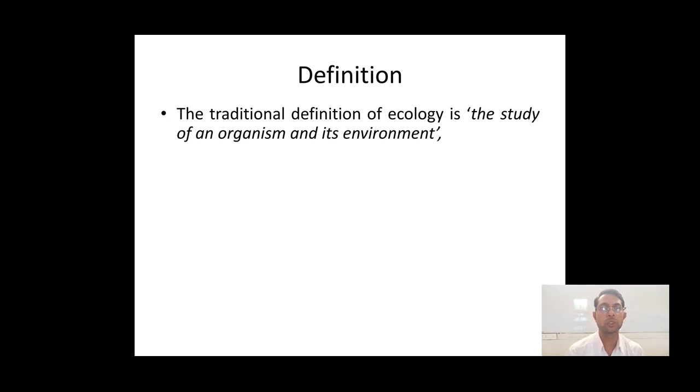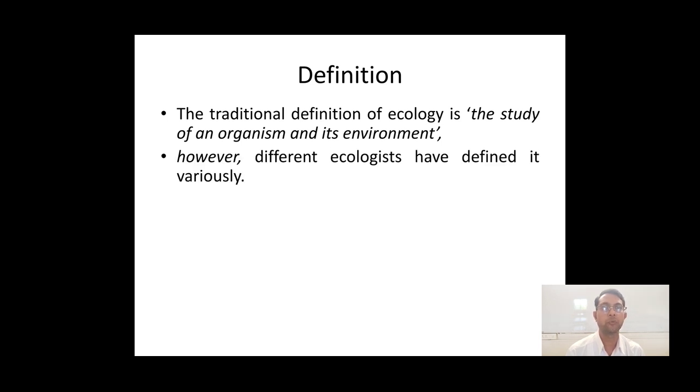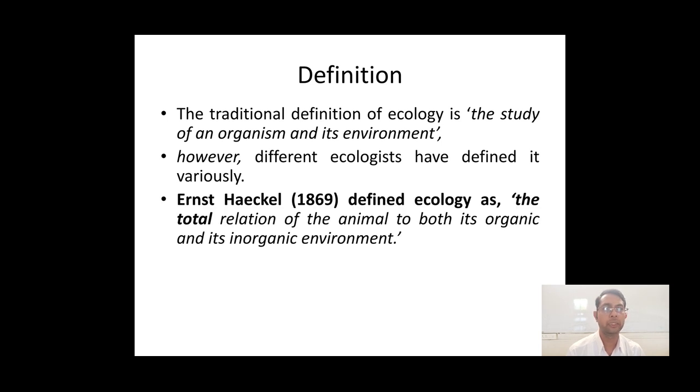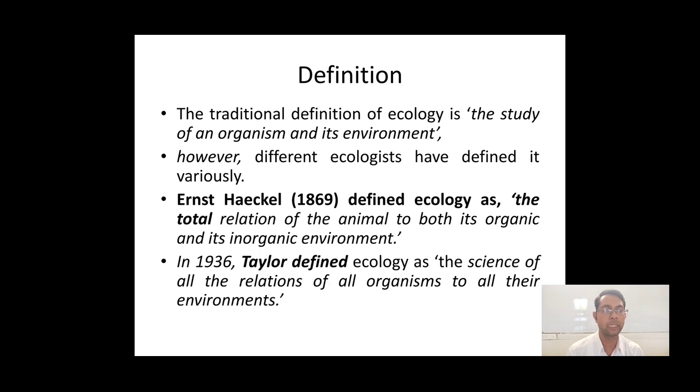The first and most important definition is what we call the traditional definition: the study of organism and its environment. However, different ecologists have defined it variously. For example, Ernst Haeckel in 1869 defined ecology as the total relation of animal to both its organic and inorganic environment. So here we can say that there is the inclusion of different types of matter, different types of parts that we call organic and inorganic. So when we look for the relationship, then we call it ecology.